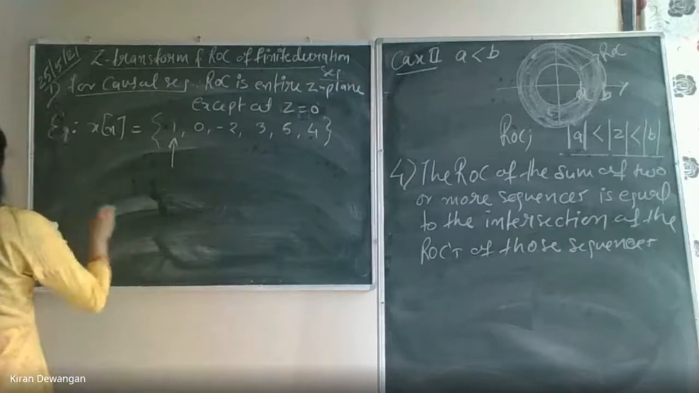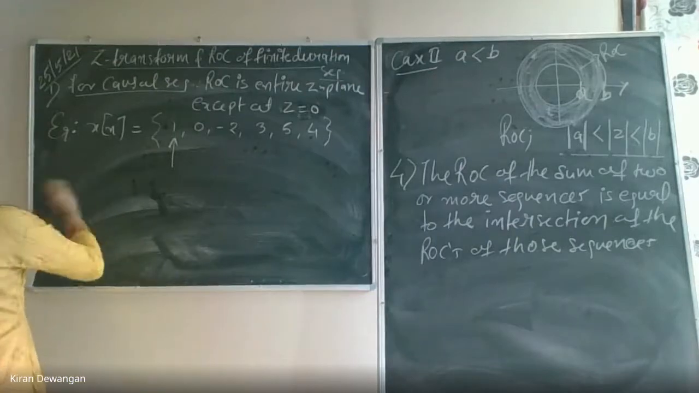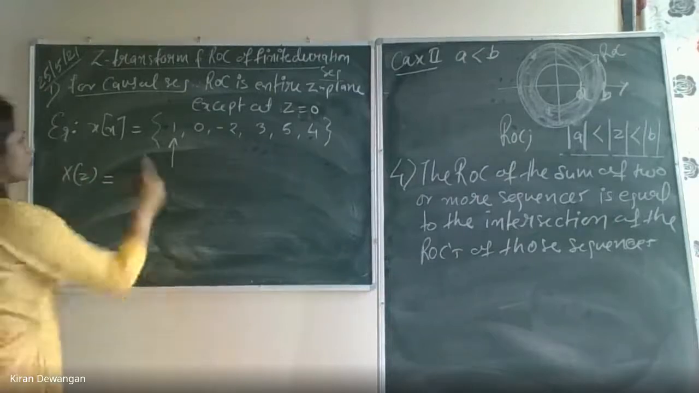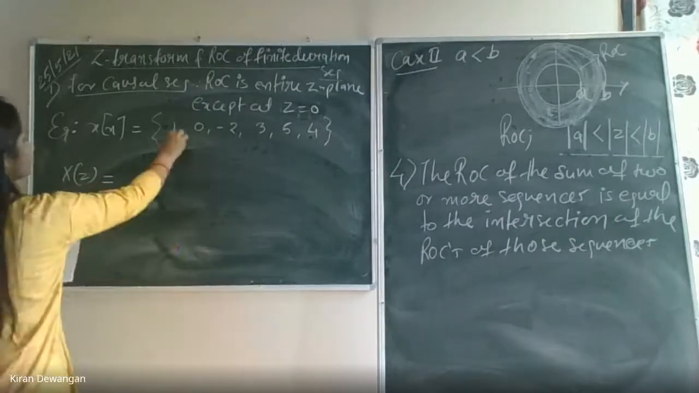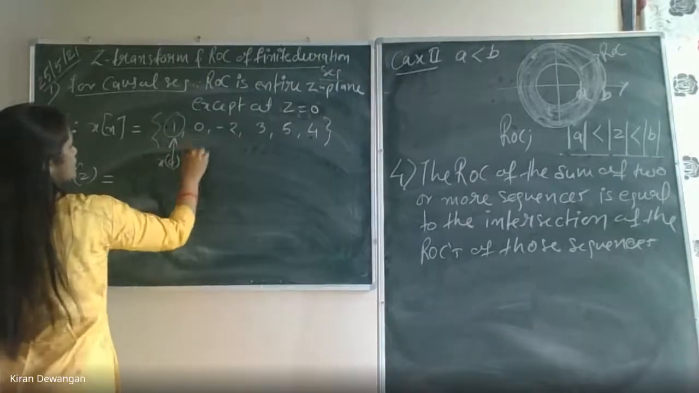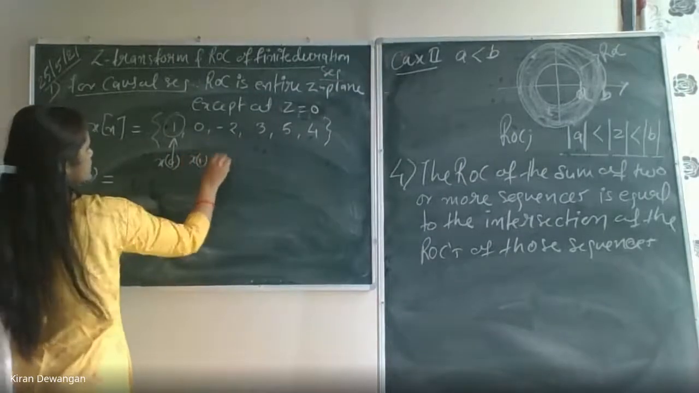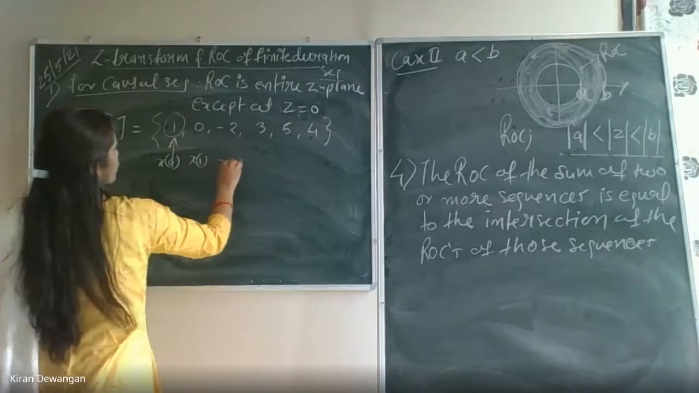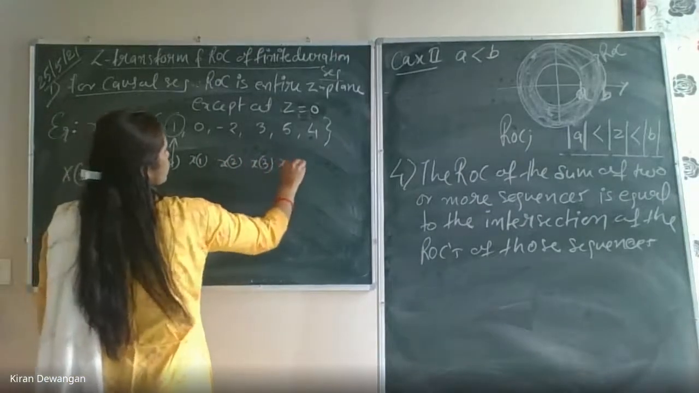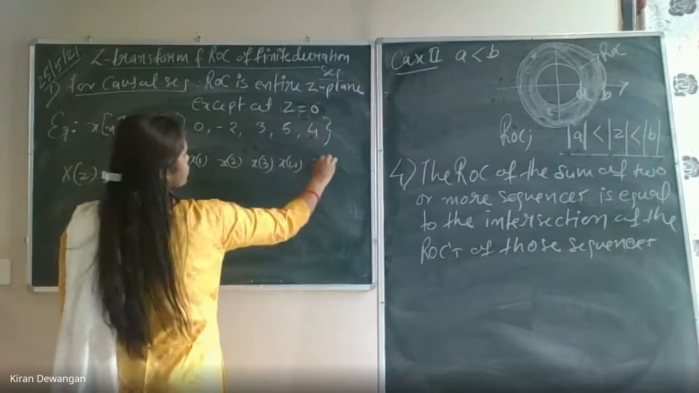So if we have to find x of z, we will directly keep summing. This is the value at x of 0, this is the value at x of 1, this is the value at x of 2, this is the value at x of 3, this is for x of 4 and this one is for x of 5.